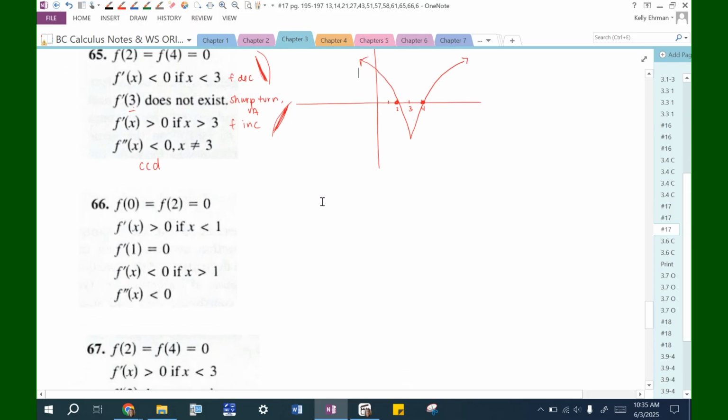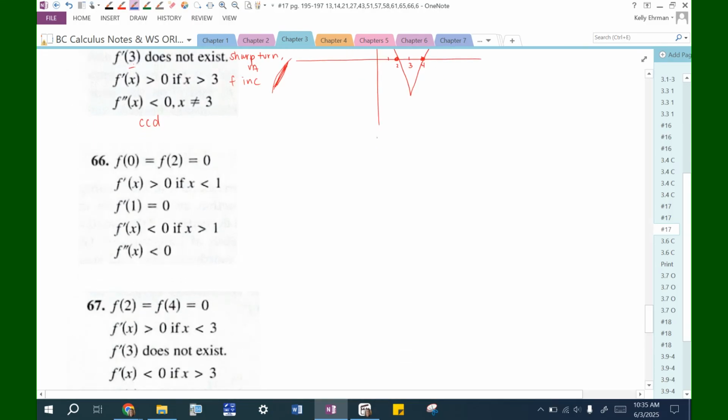All right, let's see. For this graph, let's plot these points. f of 0 is 0, and f of 2 is 0. f prime is greater than 0, so f is increasing if x is less than 1. So f is increasing. f prime of 1 is equal to 0, so I need a horizontal tangent. So at 1, there's some sort of horizontal tangent. f prime is less than 0, so f is decreasing to the right of 1.